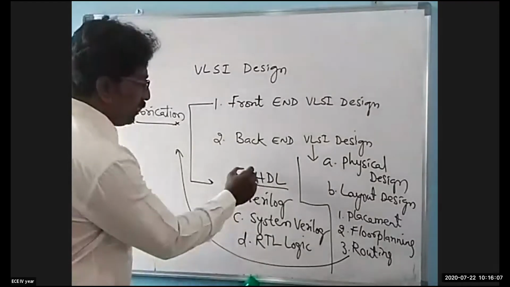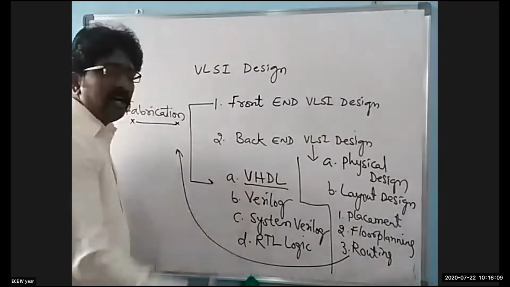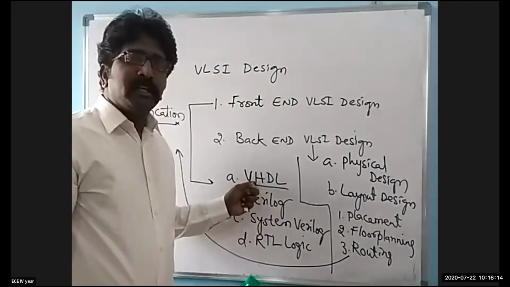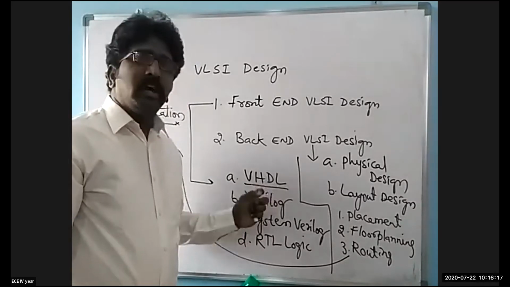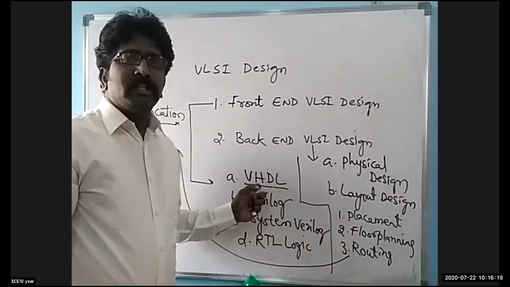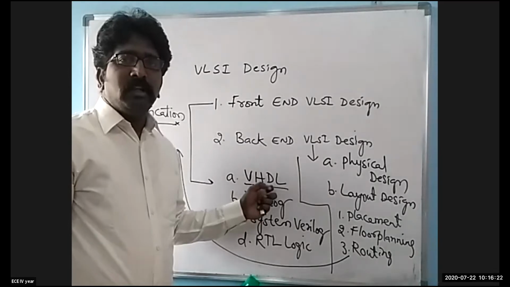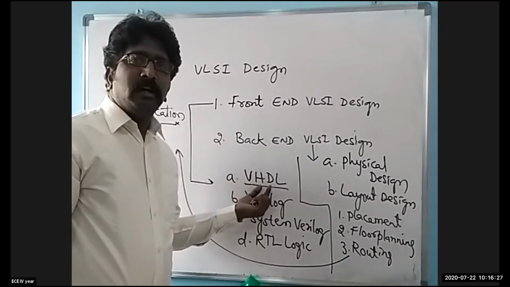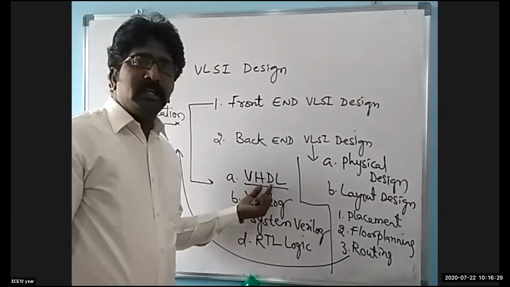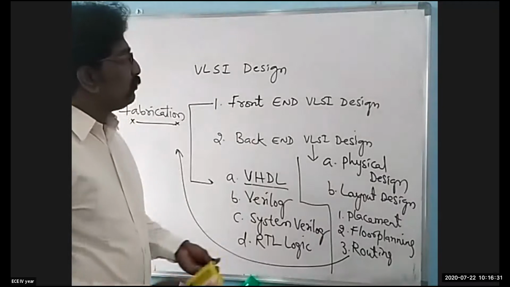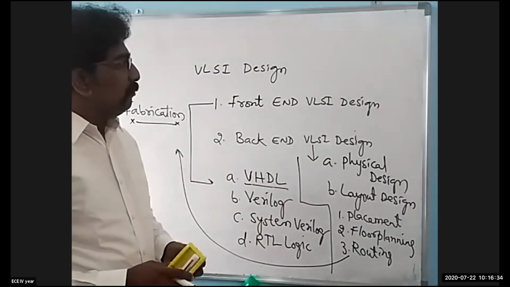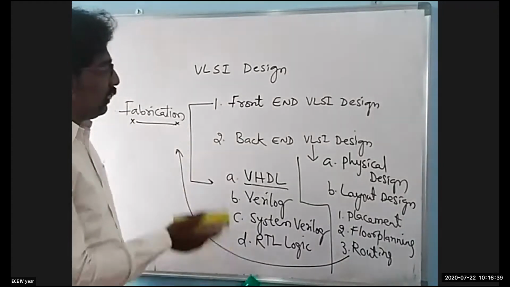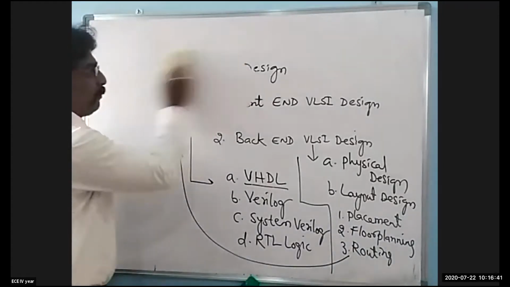Now talking about VHDL, which I have told about. The full form of VHDL: here V stands for very high speed integrated circuit, whereas HDL stands for hardware description language. So these are the different types of VLSI design, based upon their signals and also based upon their manufacturing. Okay, I will move on to the next concept.